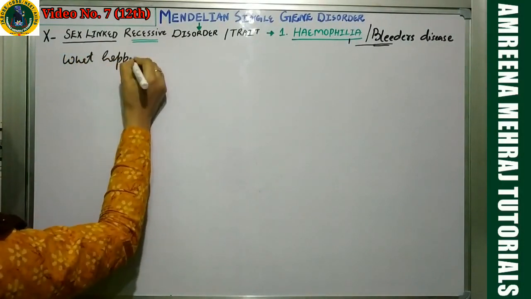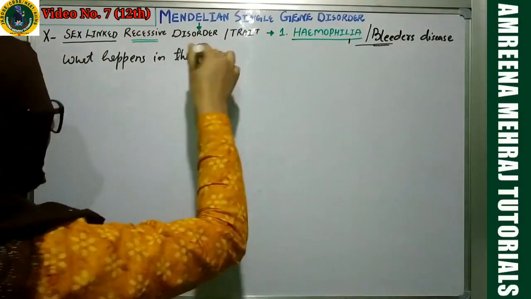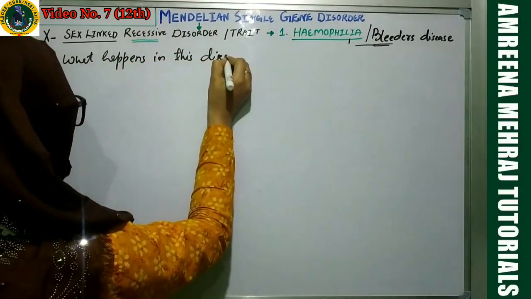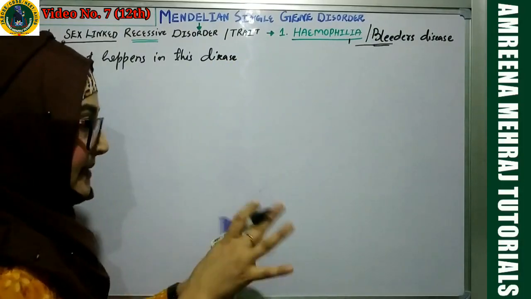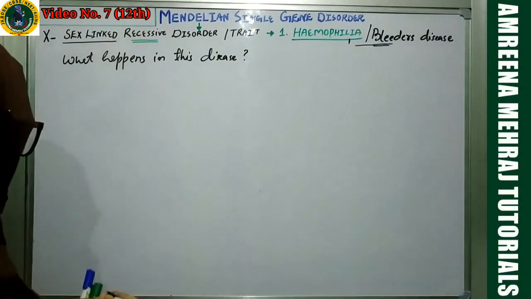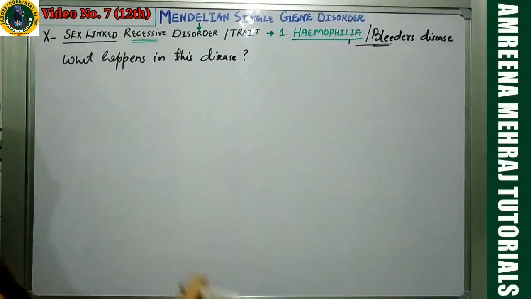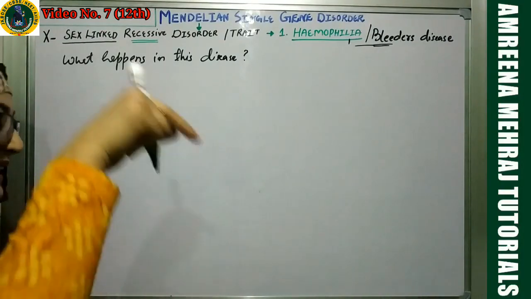Let us understand what happens in this disease at the genetic level, and later on why it is only going to affect the males. I'll make you understand that also. So what happens in this disease? The first thing you have to understand is that this disease is going to happen because of a mutation in the X chromosome.